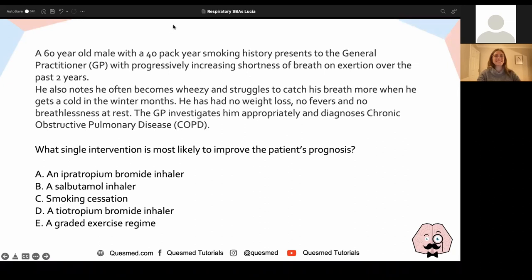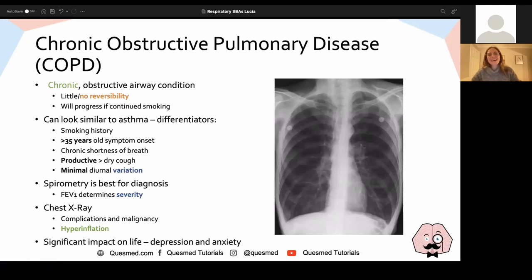Absolutely. Well done, guys. Yes, it is smoking cessation. We should never get tired of saying this, and remember to make every contact count to stop your patients from smoking, especially when it comes to COPD. So, compared to asthma, COPD is also an obstructive airway condition, which is chronic, but has little to no reversibility, and it will progress if smoking continues.